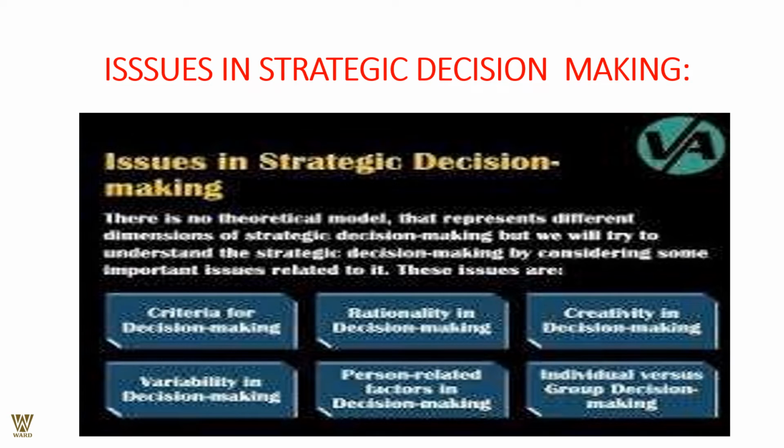So issues, what are they? Issues in decision making: there is no theoretical model per se that represents the different dimensions of strategic decision making, but definitely we'll try to understand strategic decision making by considering some of the important issues related to it. Now, these issues are all about criteria for decision making. These issues are all about rationality in decision making. Now, you might have a number of options, but certain options are beyond your scope. Probably the resources are not at your disposal, so it gets eliminated automatically for adoption. So you need to understand the rationality thereby.